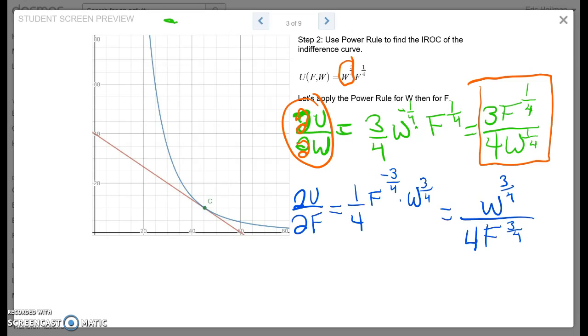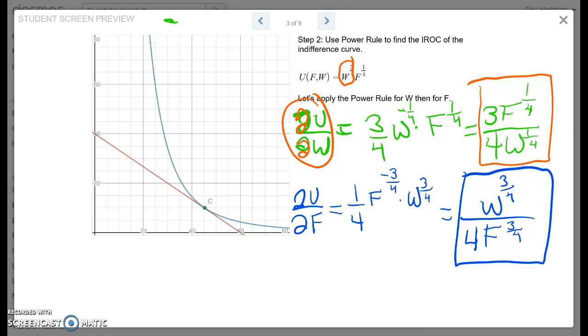Okay, so here is the marginal utility of food. I applied the power rule, treating f as the variable. Brought down the exponent on f, that gave me the 1/4 here, and then I subtracted 1 from the exponent on f, that gave me negative 3/4. And then since we're treating f as the variable and w is not f, we just left it alone. So that's where this w to 3/4 is. And then again, I simplified the negative exponent, and I got w to the 3/4 over 4f to the 3/4. So this is the marginal utility of food.